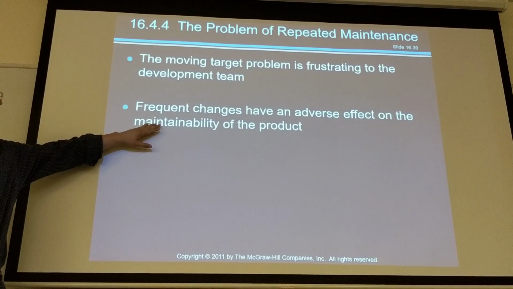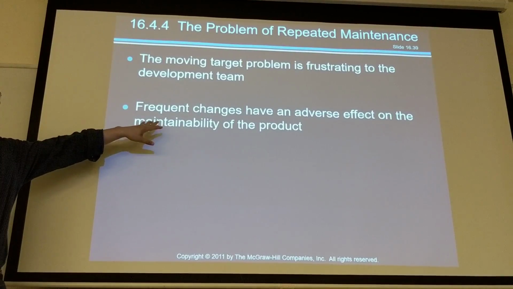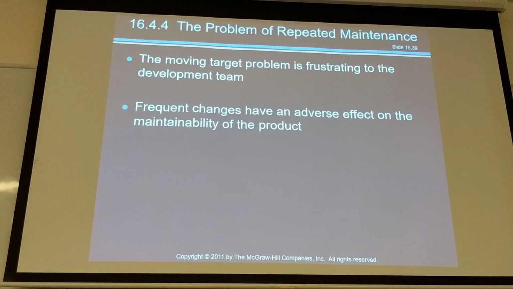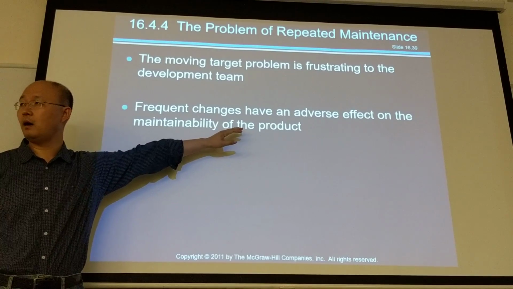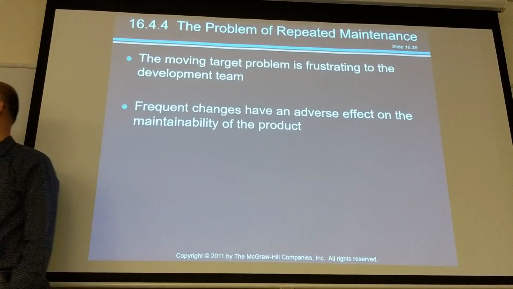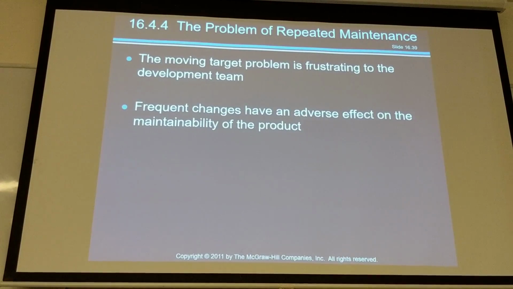And also another thing is frequent change can have adverse effect on maintainability of the product. How do you guard against this? You're probably tired of me saying this, but regression test suite, okay, is our last line of defense against those adverse effects from making changes to it all the time. Okay, and also another weapon we have is basically refactoring. So basically, you're rewriting your software system.